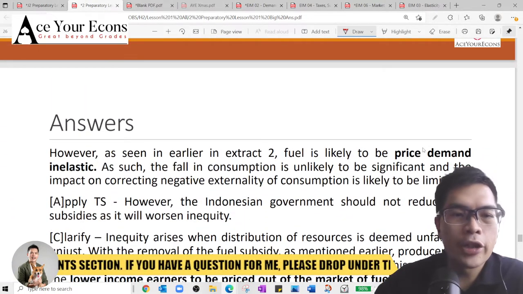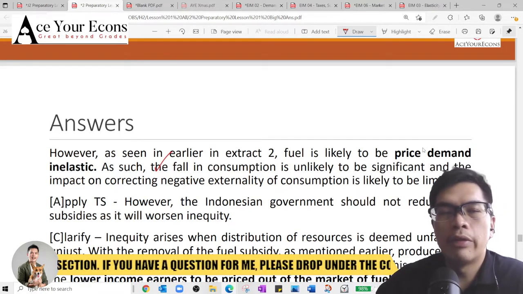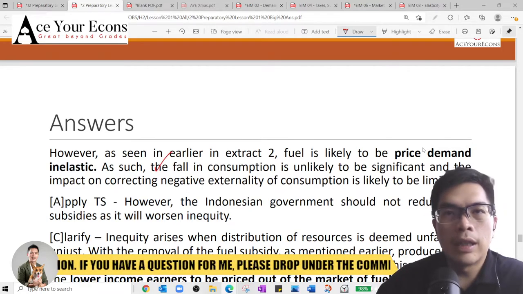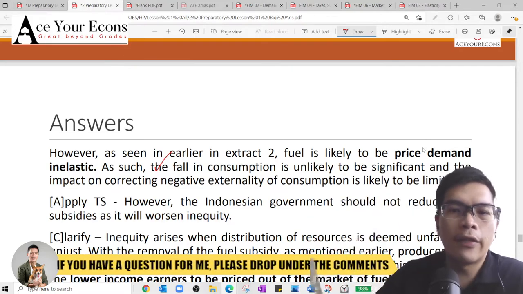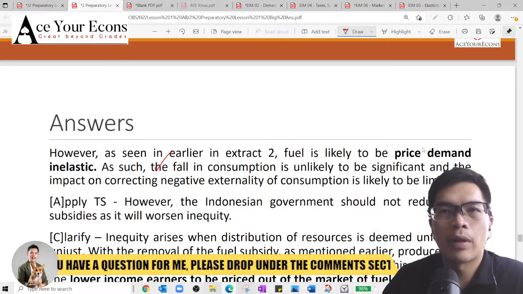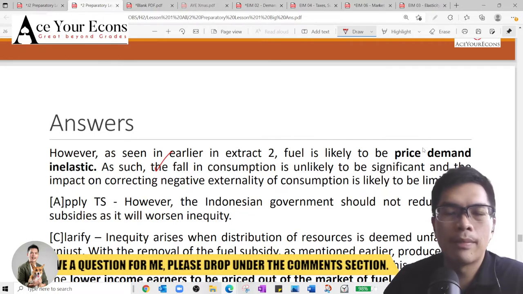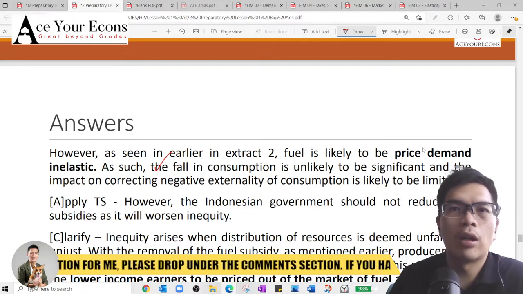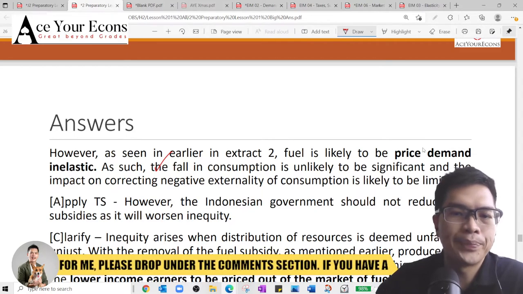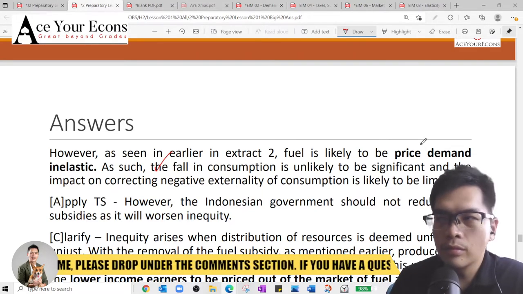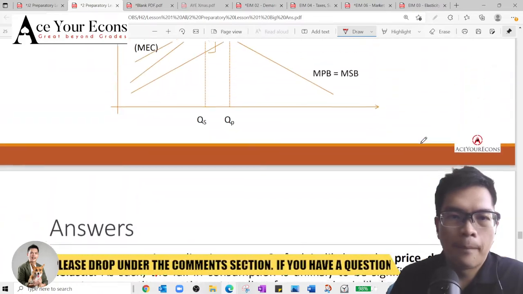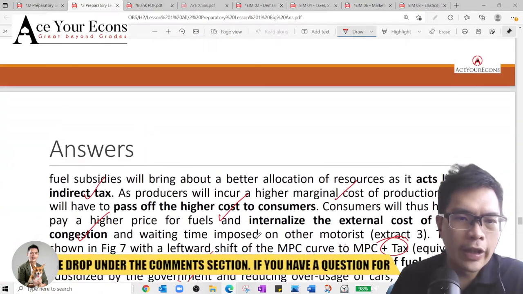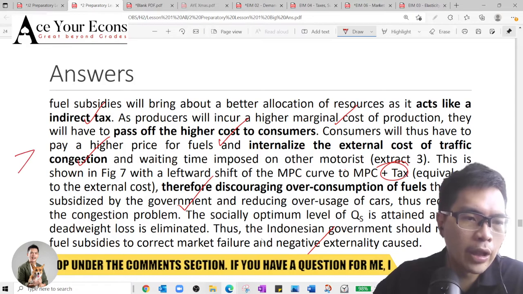A quick limitation on fuel subsidy: we can see that in this case, it might have limited effect. Why? Because of the nature of fuel being price demand inelastic. Therefore, a tax is unlikely to curb the consumption of fuel substantially. If you didn't have this point, I think it's fine, but this is the most important point that you want to use.